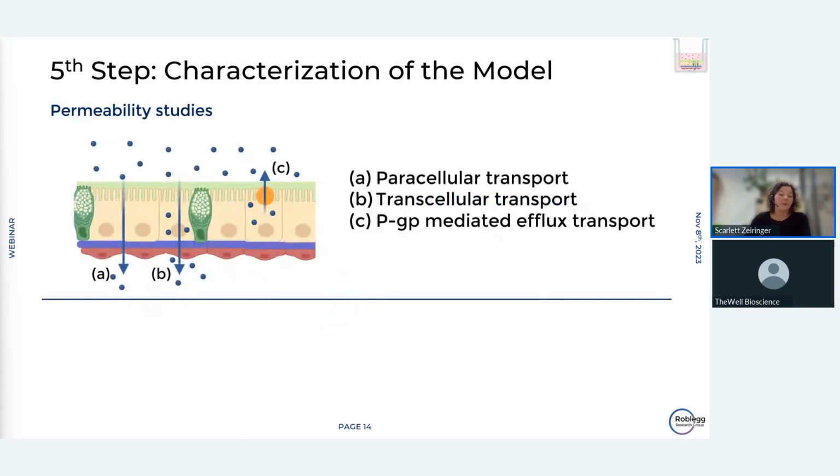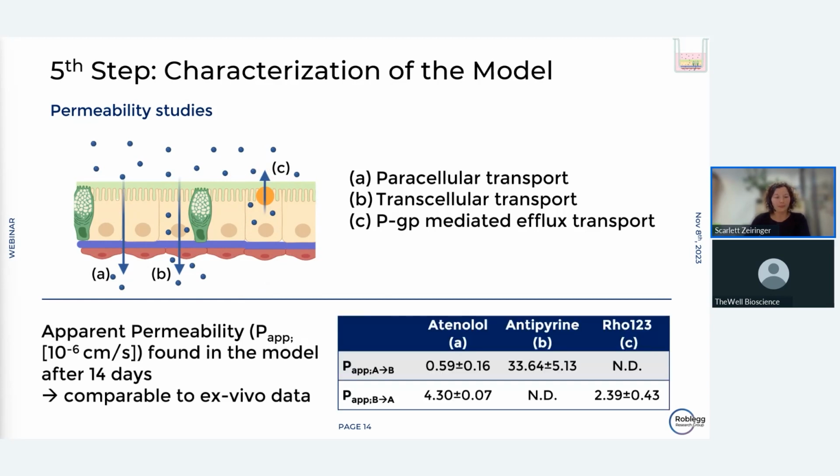As a last step, permeability studies were performed in the model. Therefore, different transport routes were tested, namely the paracellular transport route through the intercellular space using atenolol, the transcellular transport route directly through the cells using antipyrine, and lastly, the activity of the P-gp-mediated efflux transporter using rhodamine 123. The results are shown in the right table.